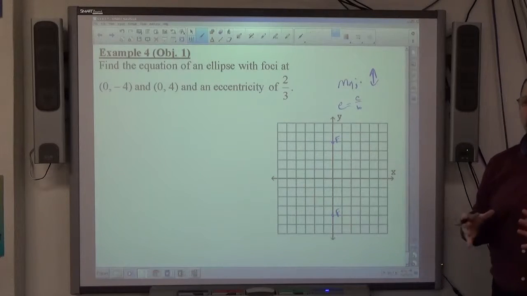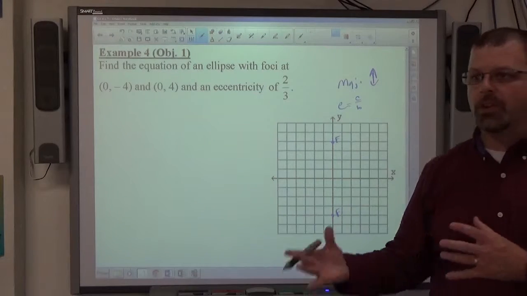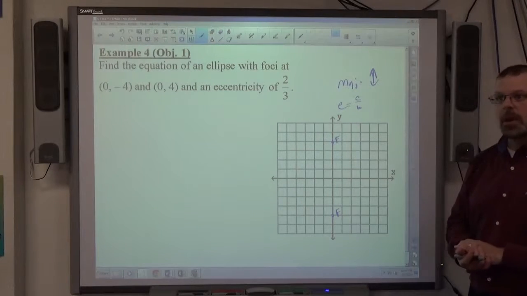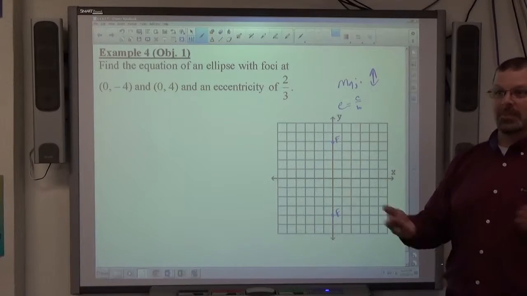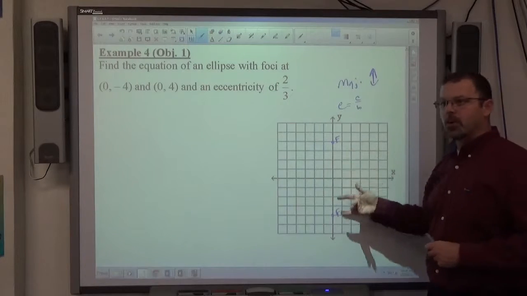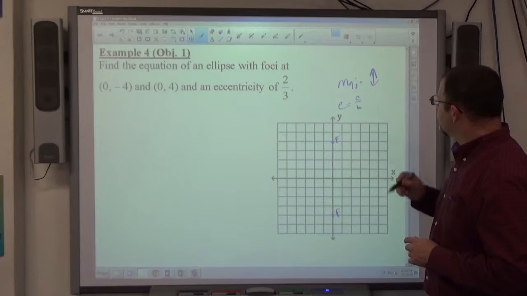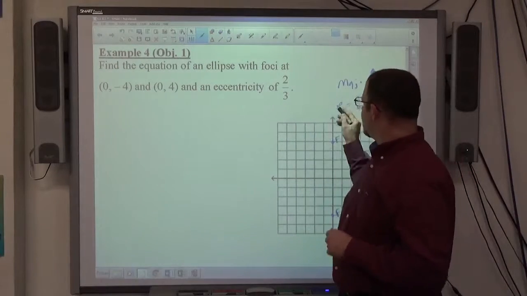So anytime they give you eccentricity, you really focus on which axis is major. They should give you enough information, though. They might tell you the major axis is parallel to the y-axis. They might do something like that. Or if they give you the focal points, that clearly defines that the major axis is vertical. All right. So that's how the eccentricity comes into play.